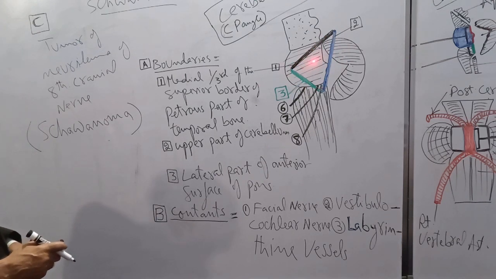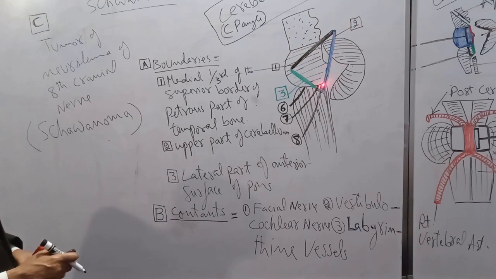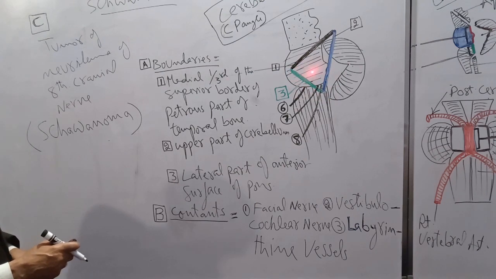This is called the cerebellopontine angle. Can you see it includes part of the cerebellum and part of the pons? And what are the boundaries? One boundary is bony. It is formed by the medial 1/3 of the superior border of the petrous part of the temporal bone in the cranial cavity. It is close to this area. Then this is the second boundary, which is crossing the upper part of the cerebellum. Then this is the third boundary, which is crossing the lateral part of the anterior surface of the pons.